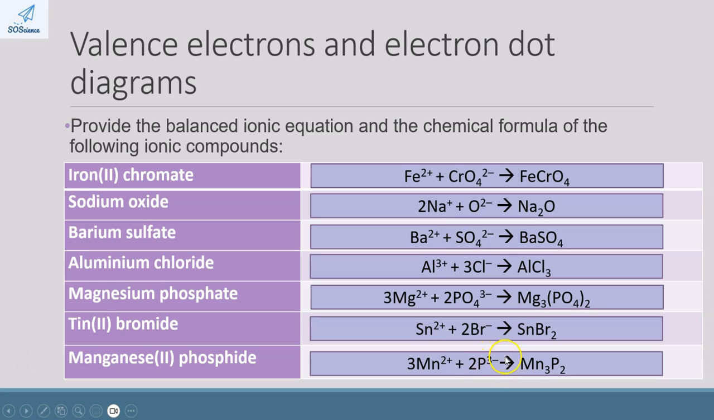Therefore, the compound will be Mn3P2 if we had to use the crossing method. And that means that we need 3 Mn2 pluses in order to balance out 2 P3 minuses. If you go 3 times 2, you'll get 6. And if you go 2 times 3, you'll also get 6. So you need 6 pluses, 6 electrons to be given away in order to balance out 6 minuses, which are the 6 electrons that need to be received.